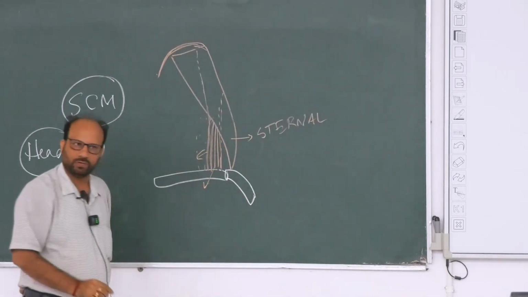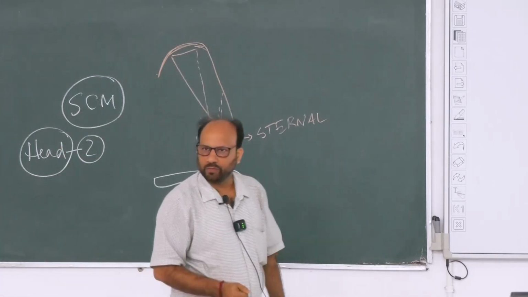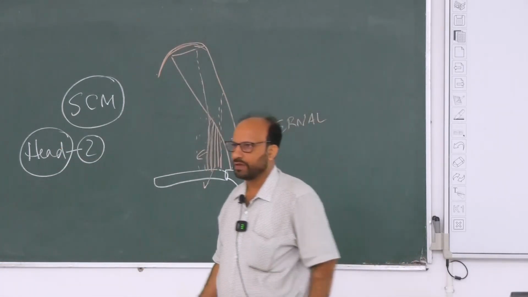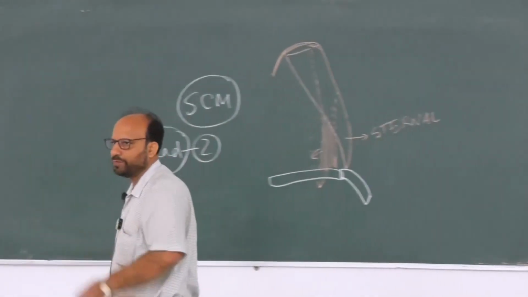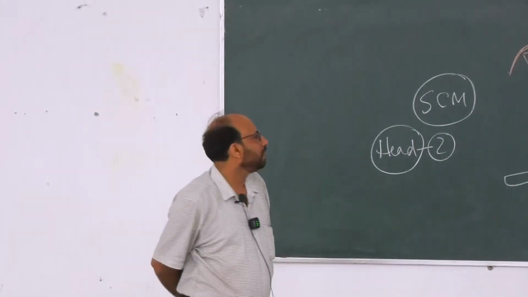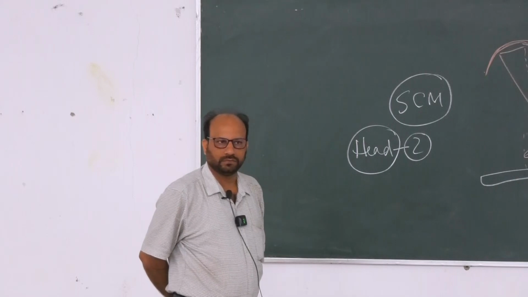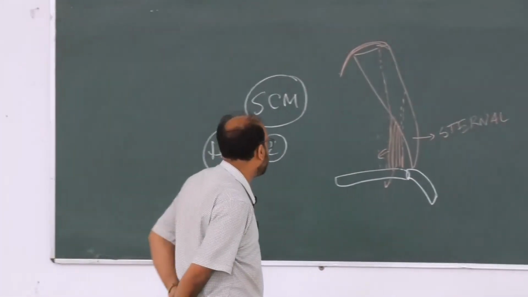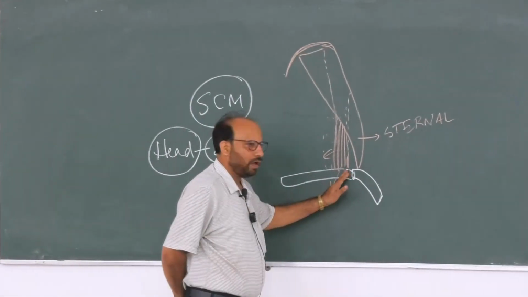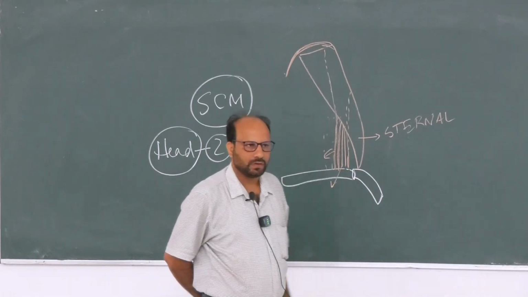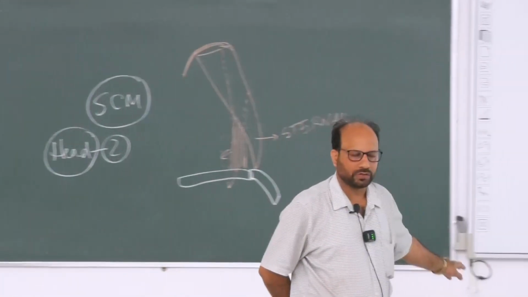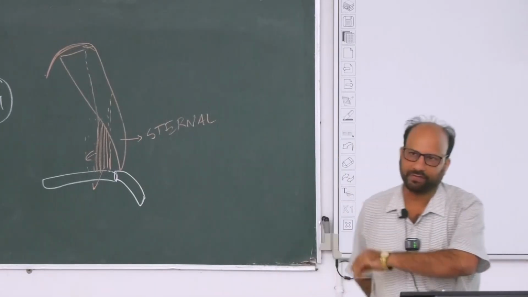Clavicular head. You know this: from the manubrium, the clavicular head, the anterior surface of the manubrium, upper part of the manubrium, and clavicle, medial 1/3 of the clavicle, upper border and anterior border and upper surface of the clavicle.